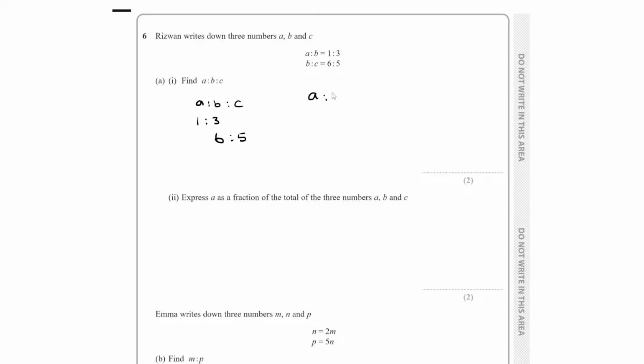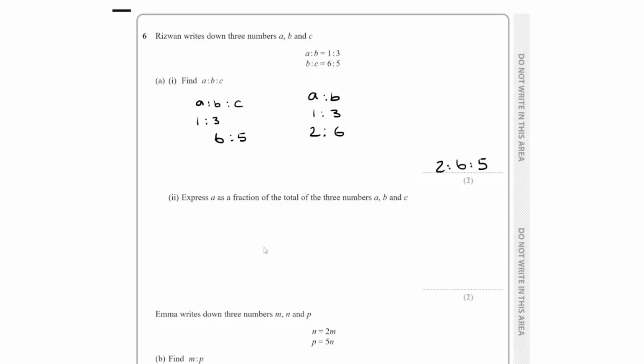So A to B, before it was 1 to 3, I want to make the B 6, so obviously I need to then make the 1 2. And then now, because the B's are both 6, it's the correct scale, so A would be 2, B is obviously 6, and C is 5. Now, if your lowest common multiple is different for both ratios, you'd have to change both ratios. Same as if you have a common denominator with your fractions. But in this case, we only had to change one. So 2 to 6 to 5.